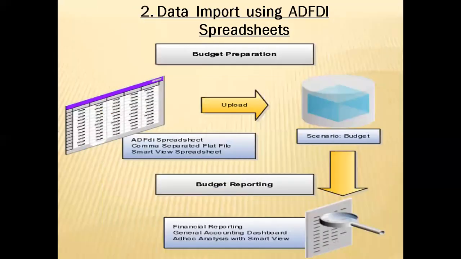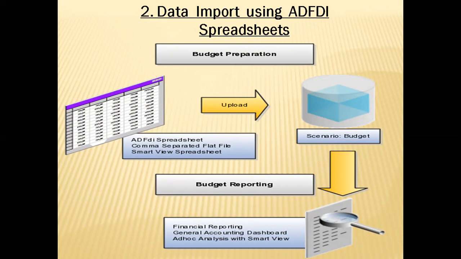Now we come back to the ADFDI using spreadsheet. This is the second method. Here you can access the spreadsheet for importing budget data. You can access the budget load spreadsheet from the general accounting dashboard. Here you enter, load and correct budget data in an ADFDI spreadsheet tool.